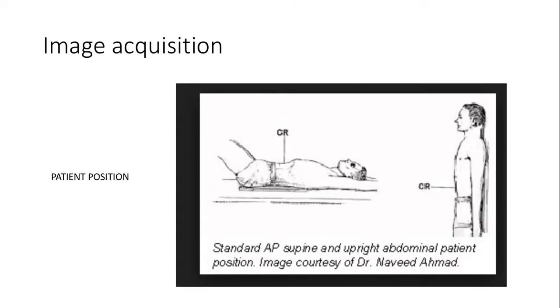So let's speak about image acquisition. In image acquisition, we usually have the position of the x-ray tube and the patient position. The most famous acquisition positions in abdomen x-ray are the supine and erect. Erect is where the patient is standing and the central ray, the CR of the x-ray beam, is coming perpendicular to the cassette right here. And in the supine, the patient is lying supine on his back on an x-ray table. So here we see the standard AP supine and upright abdominal patient positions.